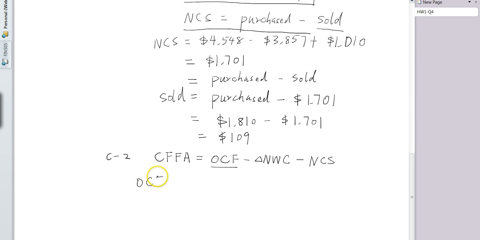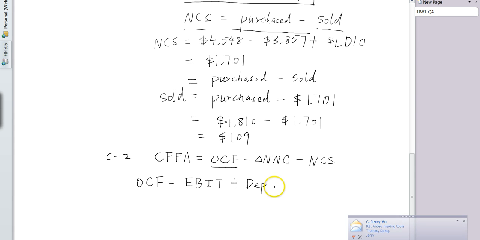Operating cash flow, you know that further equals EBIT, or operating income or operating profit, both refer to the same thing. EBIT plus depreciation expense, right? Because depreciation is not a cash outflow, so we need to add it back. And then minus taxes.